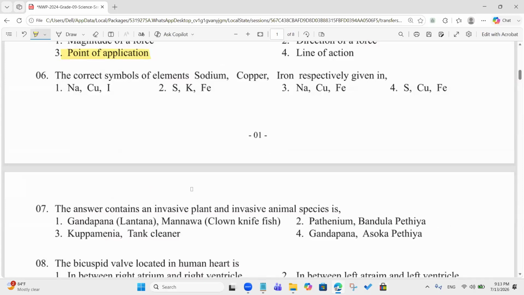Sorry, the sixth question. The correct symbols of the elements sodium, copper, iron respectively. Your answer, please. Sixth one. Anyone can answer. Third one, right? Sodium, copper, iron. Sodium is Na, because the Latin name is natrium. Cu for cuprum, and for ferrum, iron, Fe is used.